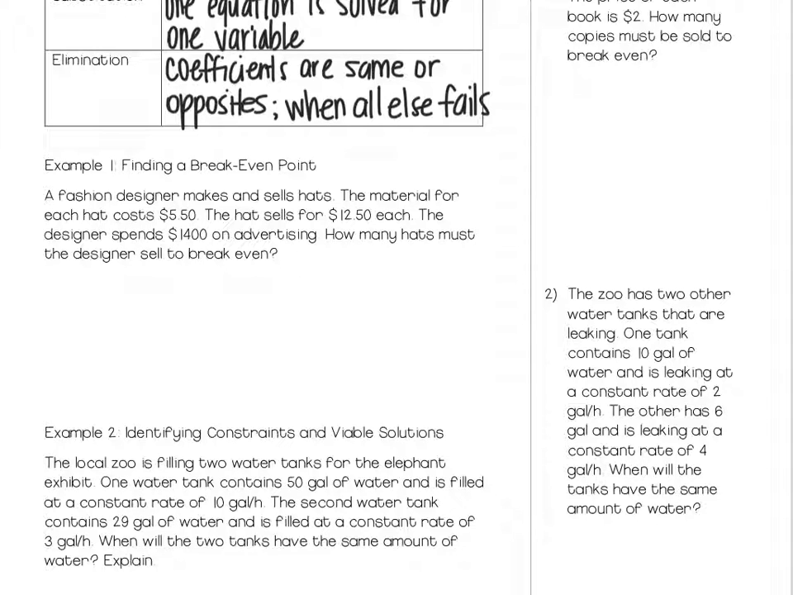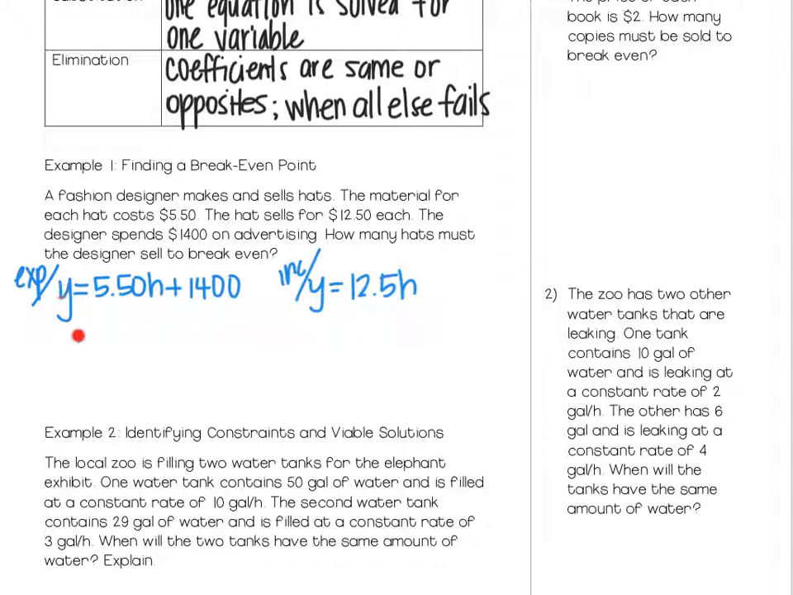So what we want to do is write equations to figure out how much she's spending and how much she's making. So to figure out how much she's spending, that's going to be what y equals. And she's spending $5.50 per hat plus $1,400 on advertising. Then we want that to be the same as what she's making. So we're going to make her expense y. Then we're going to make her income y. So what she's making is going to be $12.50 per hat, and that's her only income. Let's do h like I did before.